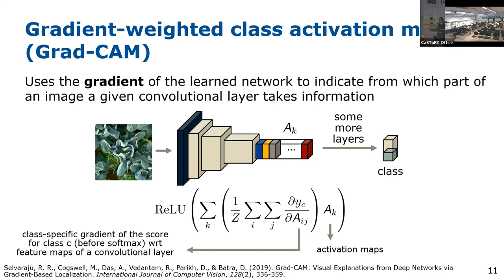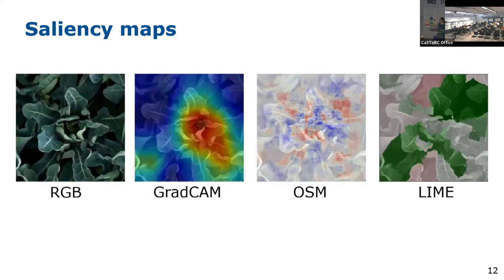To give you an impression, these are the results for one image, one cauliflower plant. This is the result of GradCam. Red indicates super important, blue indicates neutral, so not so important. Occlusion sensitivity maps, you already see, are not really conclusive. Although we have really good experience with occlusion sensitivity maps, in this case it did not really work so well.